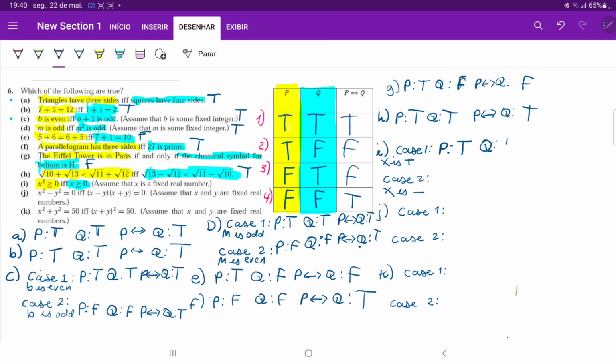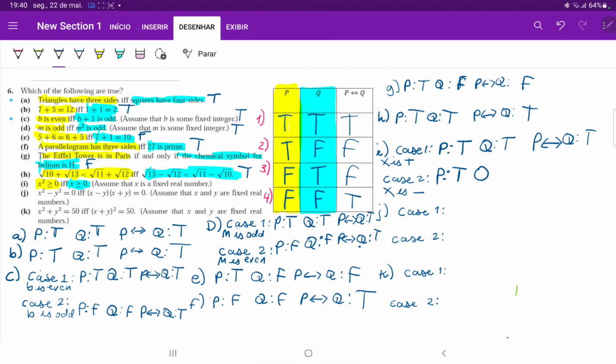So Q is true, and therefore P implies Q is also true by the first row over here. Now let's consider the case where X is negative. For P, X squared is greater than or equal to 0. This is still true because any negative number squared is positive.